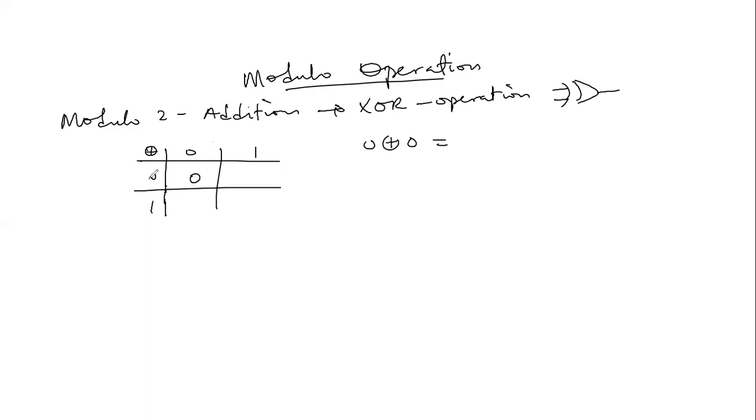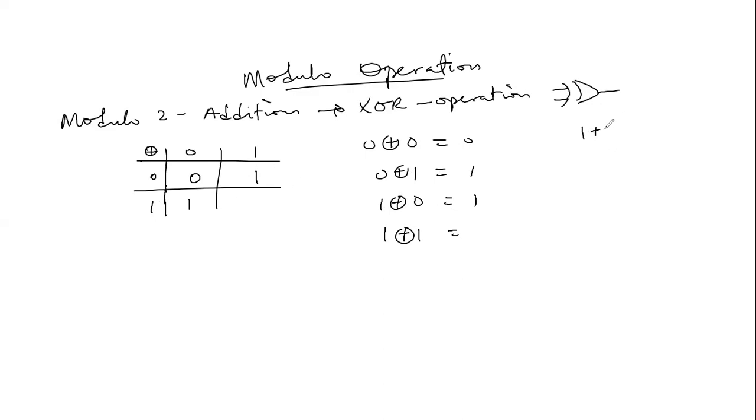Okay. How about the modulo 2 addition between 0 and 1? This will give us 1. Okay. Now, 1 and 0 will give us 1. And 1 and 1, modulo 2 addition, will give us what? Give us 1. Are you sure? I don't think so. The modulo 2 addition between 1 and 1 will give us what?